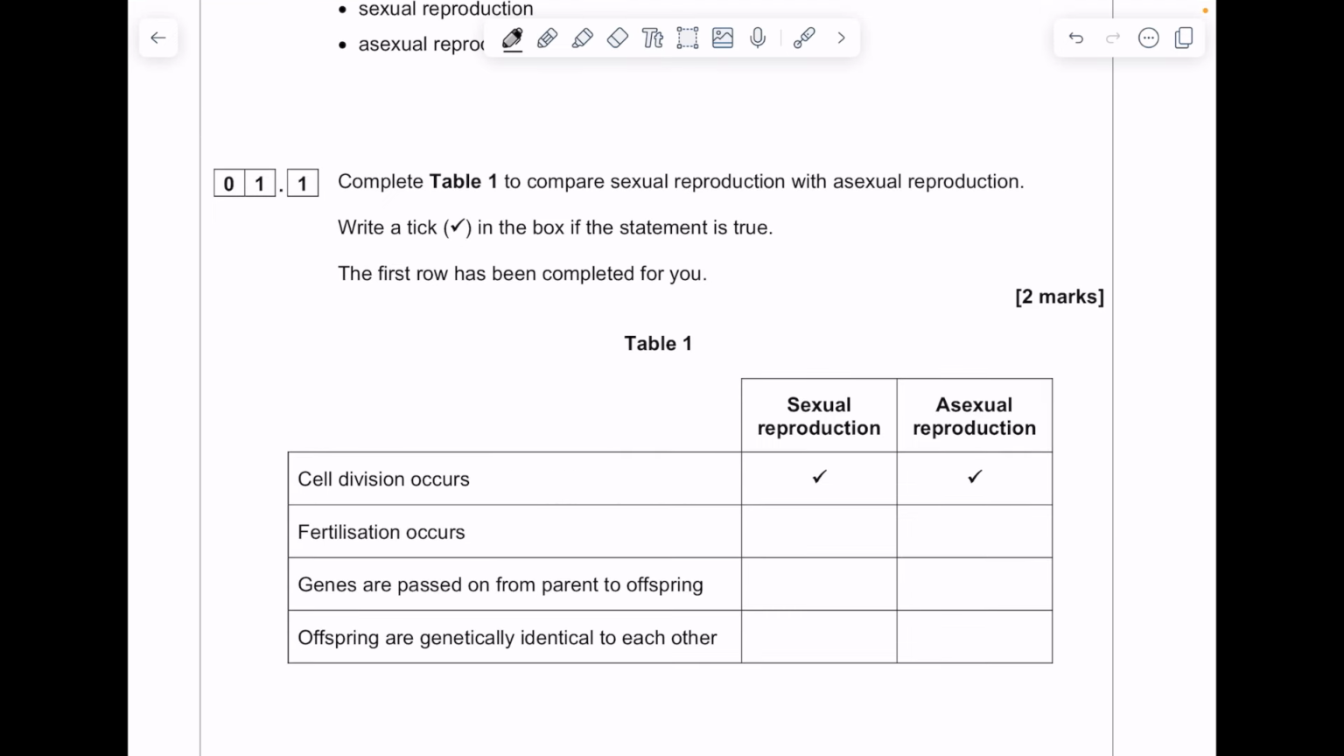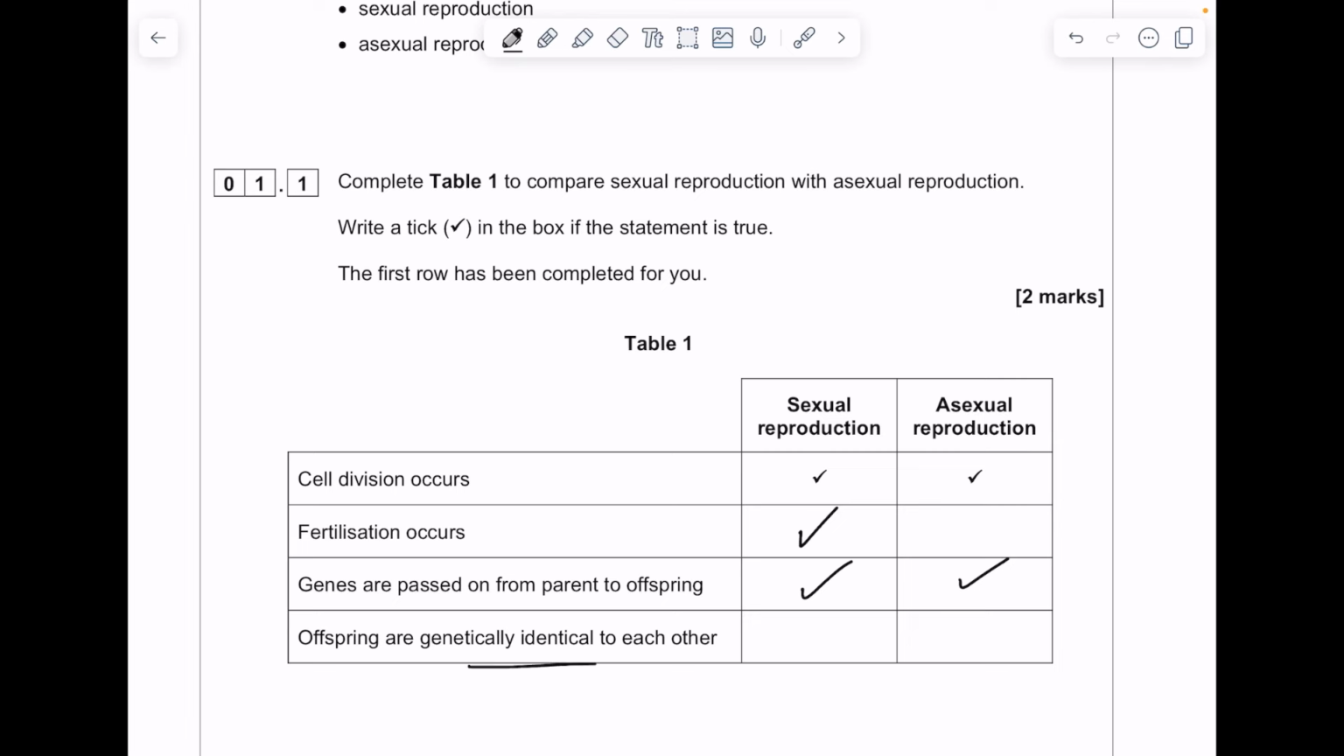Cell division occurs. That's true for both. Fertilization occurs. That's the meeting of two gametes, so, for example, a sperm and an egg. That's very much a sexual reproduction characteristic. Genes are passed on from parent to offspring. That is true for both.